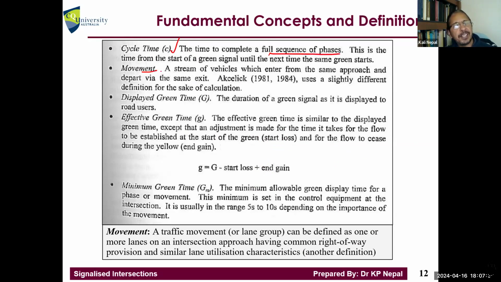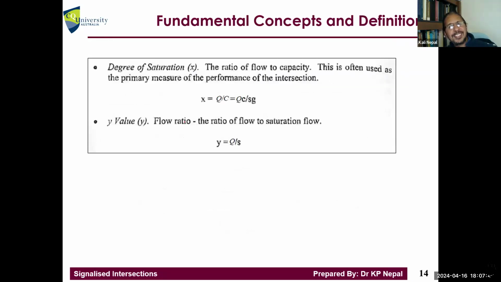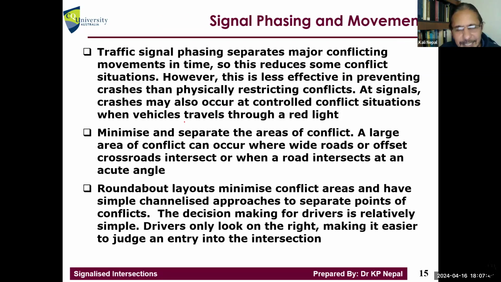Movement is the number of vehicles that share the same lane, usually. Display green, effective green, I believe I discussed that already. So we will be talking about it later on. Yeah, let's start one problem.